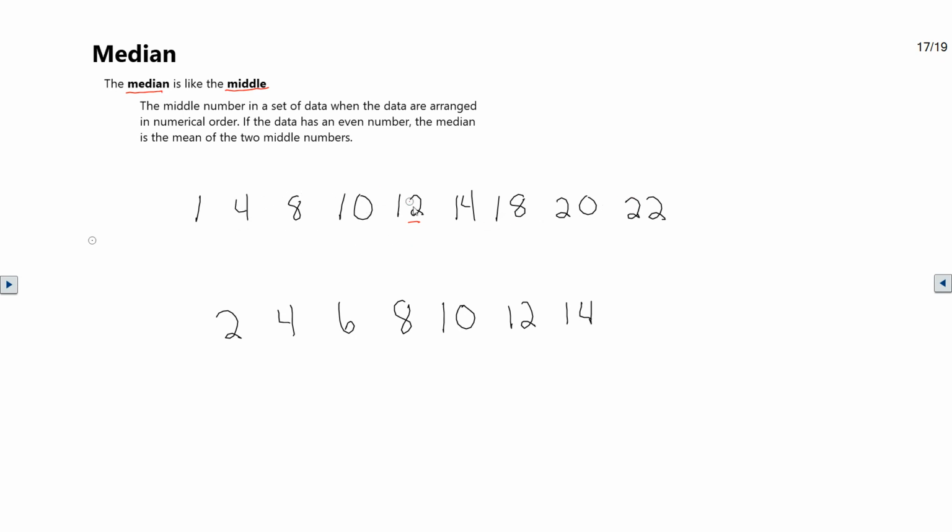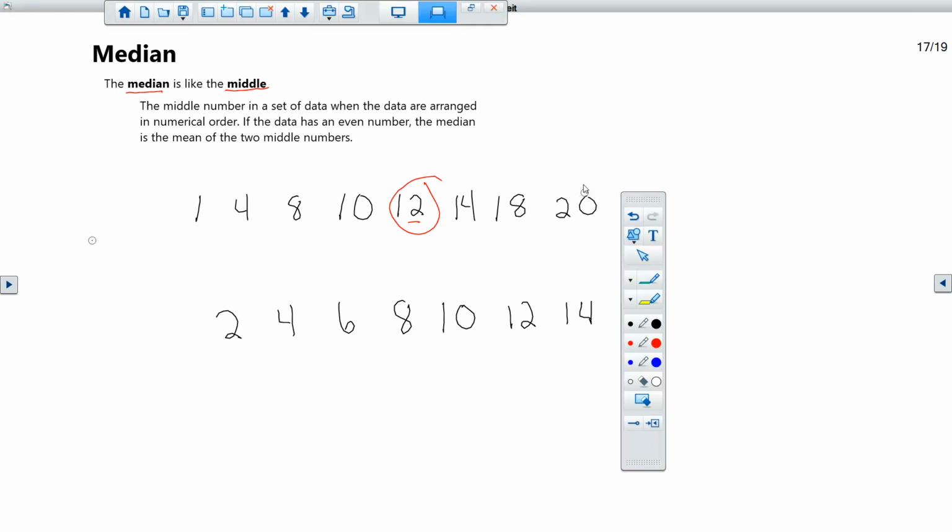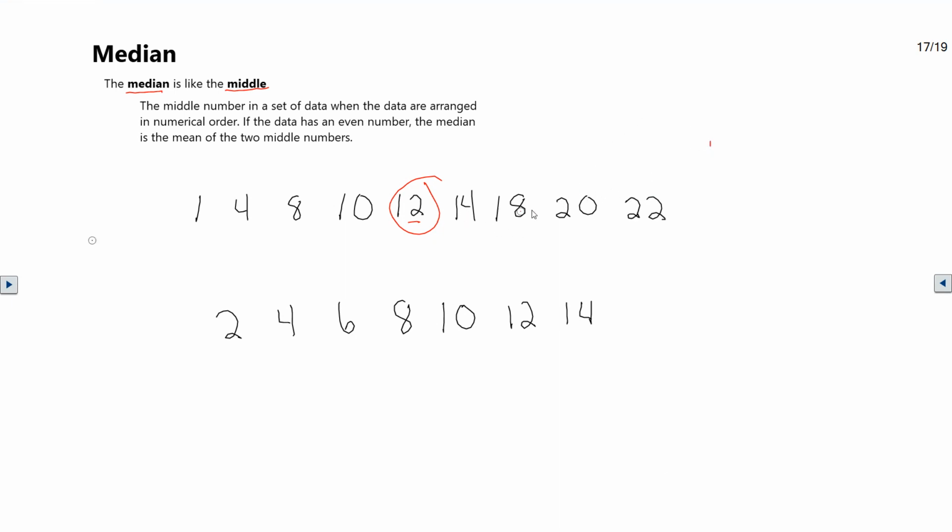1, 2, 3, 4, 5. So what is the middle? Is that the middle? We have 4 numbers over here, and then we have 1, 2, 3, 4 numbers over here. So what is the median? 12.